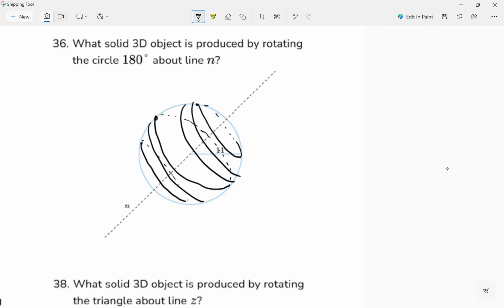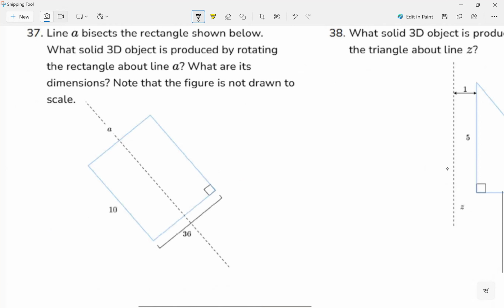I'm going to say a sphere. This looks like a sphere with radius 11. That's the number that I had there. It's a sphere with the radius 11. Pretty cool. Now we're starting to imagine things in 3D, starting to imagine our solids. Let's take a look at number 37.